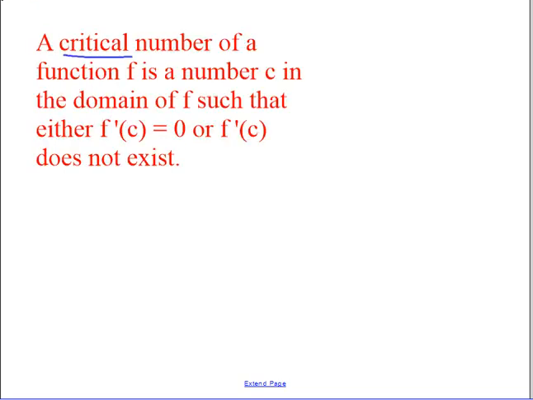So here's a little fun fact, some vocabulary. A critical number of a function f is a number c in the domain of f such that either f prime of c is equal to 0 or f prime of c does not exist. This is going to be the part that most people are going to forget. Emphasize that, underline it, make a special note of that.